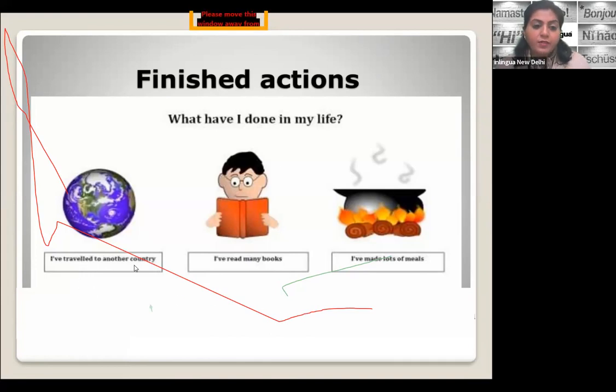I have traveled to another country. This means that you have done this action sometime in the past, but you don't know when, or you don't remember, or maybe you remember, but you do not want to share that information. I have read many books. From this sentence, we cannot figure out at what time you read the books.